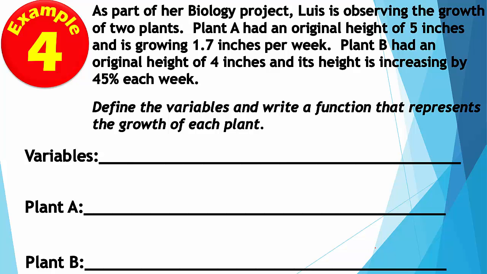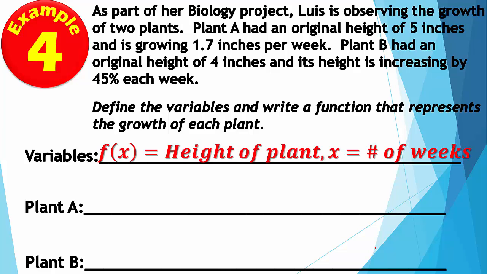So your variables are going to be your y and your x, or your f of x and your x. I'm going to use f of x since that's a little more appropriate. So f of x is the height of the plant. So basically when we solve our equation, that's going to give us the height of the plant at any given time. And x is the number of weeks because this is happening per week. So notice this is how many inches it's growing per week. This is how many percent it's growing each week.